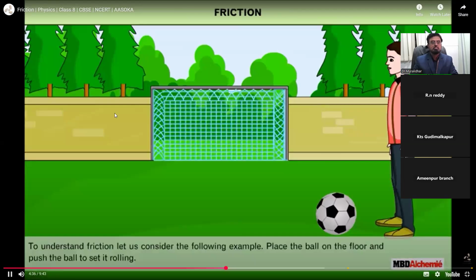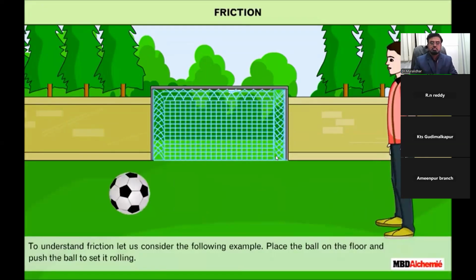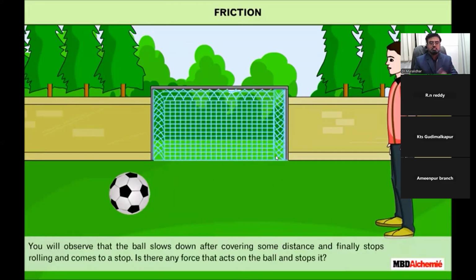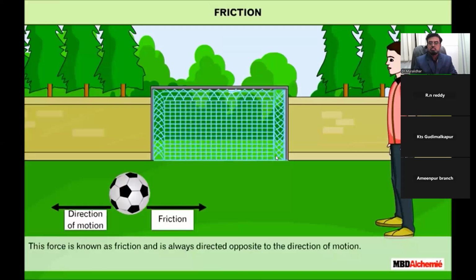Friction. To understand friction, let us consider the following example. Place the ball on the floor and push the ball to set it rolling. You will observe that the ball slows down after covering some distance and finally comes to a stop. Is there any force that acts on the ball and stops it? Yes. What is this force called? This force is known as friction and is always directed opposite to the direction of motion. Friction acts between two surfaces in contact, which can be solid, liquid, or gas.